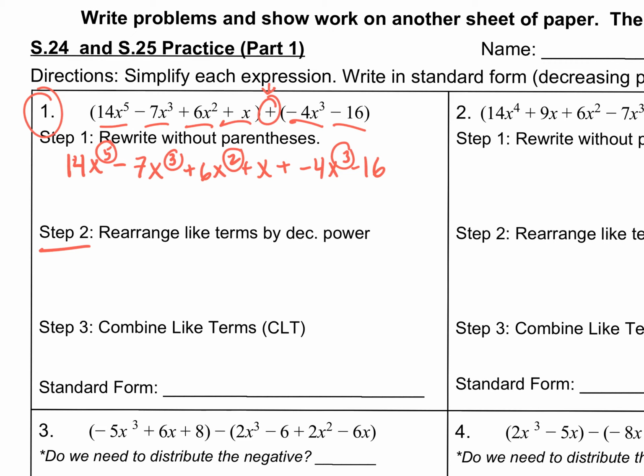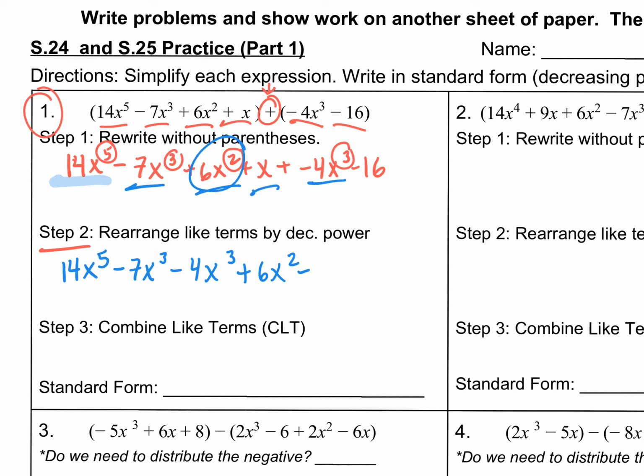So the highest exponent that I see is 5. So I'm going to write 14x to the 5th first. The next highest exponent I see is 3. So now I'm going to write minus 7x cubed minus 4x to the 3rd. And then the next highest exponent I see is 6x squared, the 2. The 2 is the next highest. And then what I have left is x. So I'm going to write x and the constant, the number, which is 16.